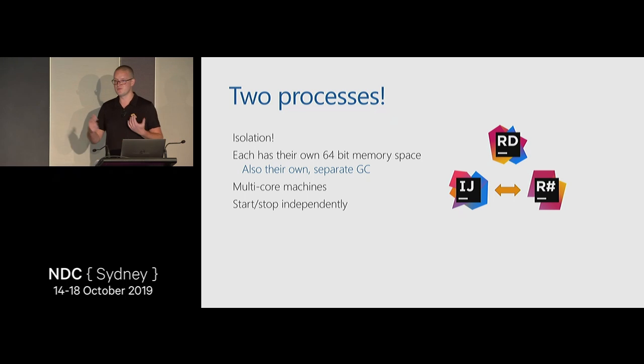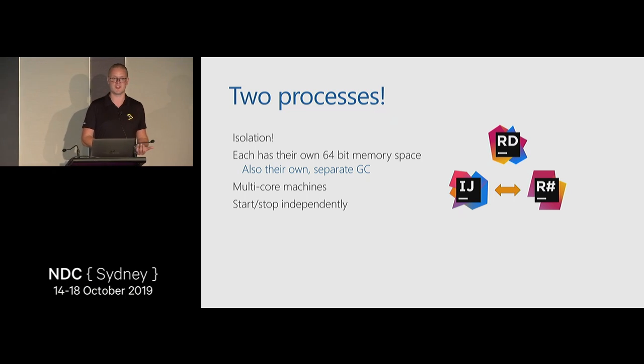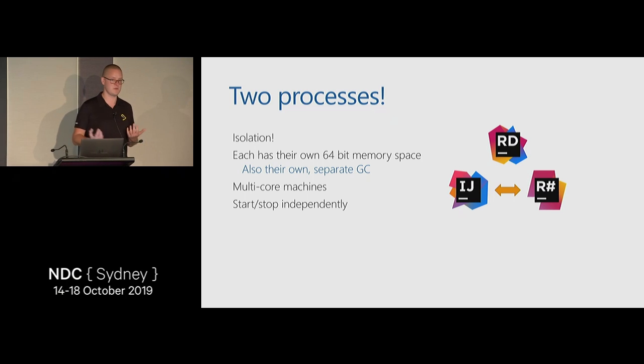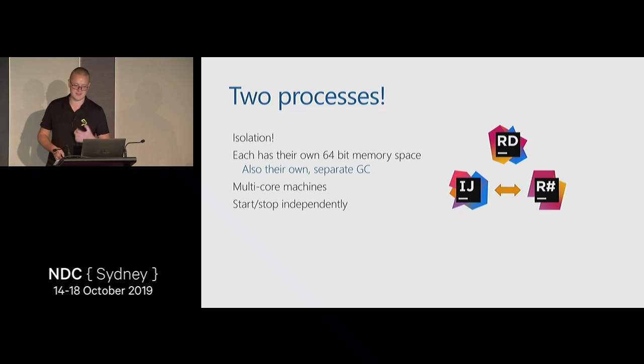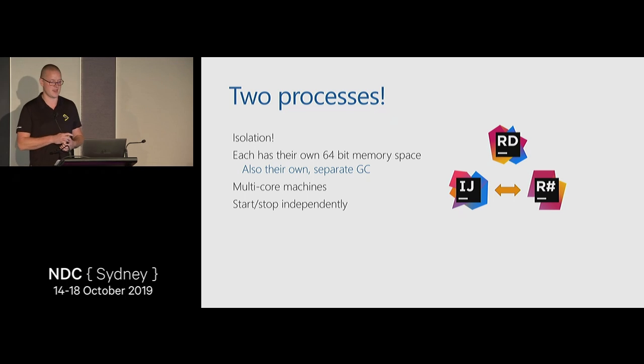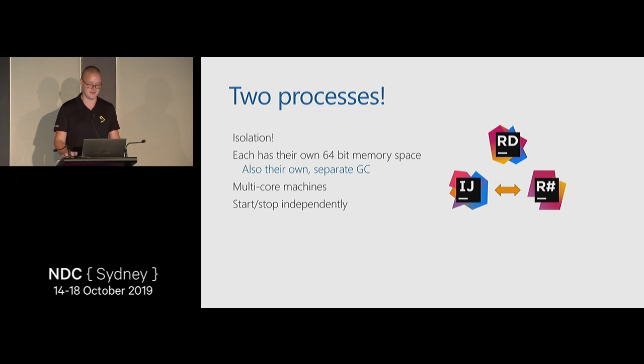By having these two processes out of the box, we also, out of the box, have multi-core support, because if your operating system decides that the UI and Resharper should run on a different core in your machine, we have multi-core out of the box, and we can really use your CPU there. Another cool thing is that we could essentially start the two processes out of band. They could be started independently.